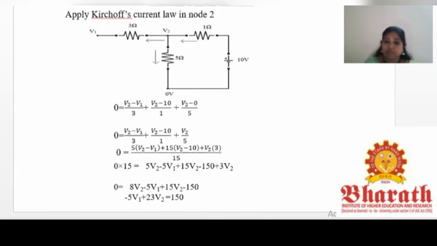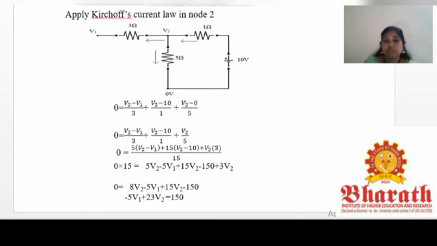Okay, I am going to simplify further. That is 0 equal to 8V2 minus 5V1 plus 15V2 equal to minus 150. Now I am going to segregate V1 and V2 on one side and the constant terms on the other side of the equation. So minus 5V1 plus 23V2 is equal to 150. So this is my linear equation for node 2. So we have framed the equation for node 1 and also for node 2.